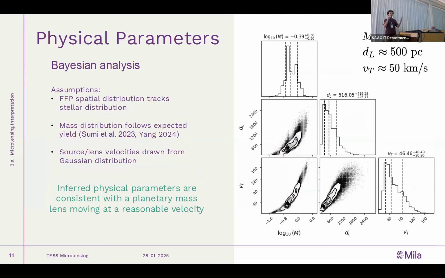And indeed, with very large error bars, even in the worst case scenarios, the model is well represented by a sub or slightly super terrestrial mass lens, about half a kiloparsec away. For reference, the source is about 3 kiloparsecs, moving at typical galactic local velocities. So, this is not meant to be comprehensive, but as a sanity check, certainly the physical parameters of the fit are consistent with a planetary mass lens moving at a reasonable velocity.